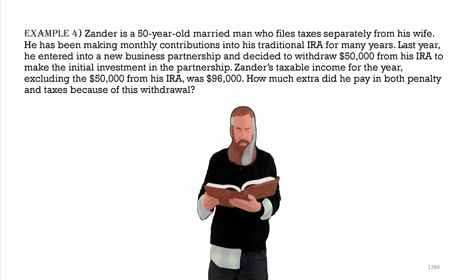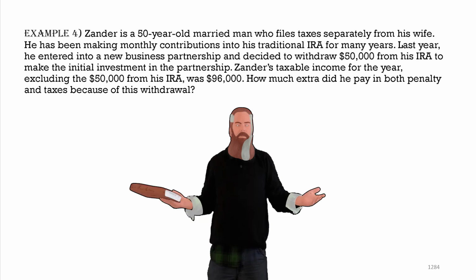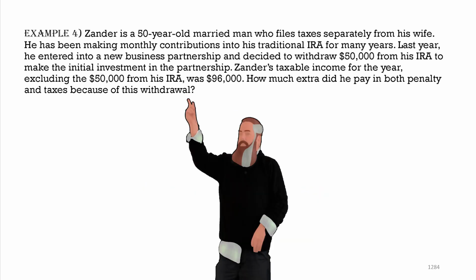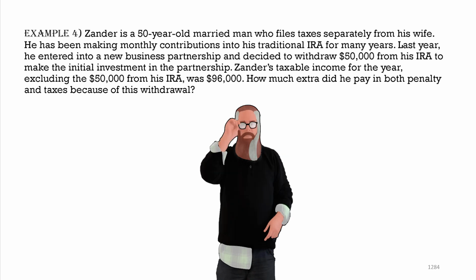Zander is a 50-year-old married man who files taxes separately from his wife. He has been making monthly contributions into his traditional IRA for many years.